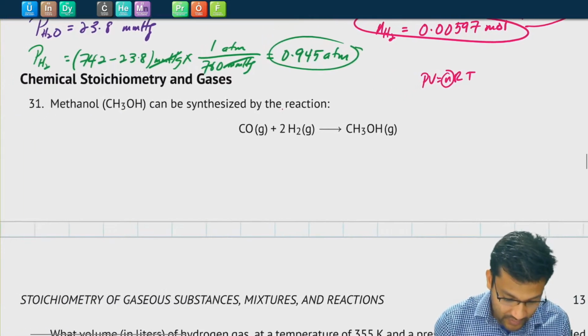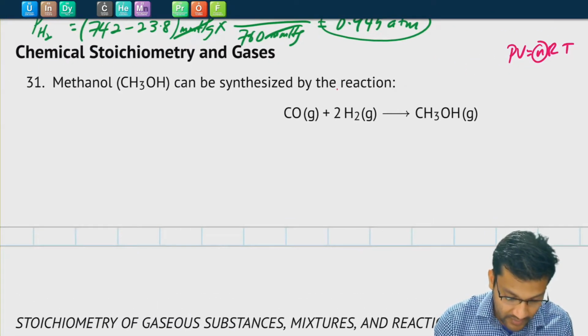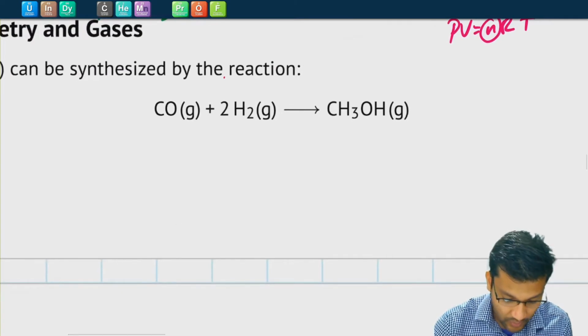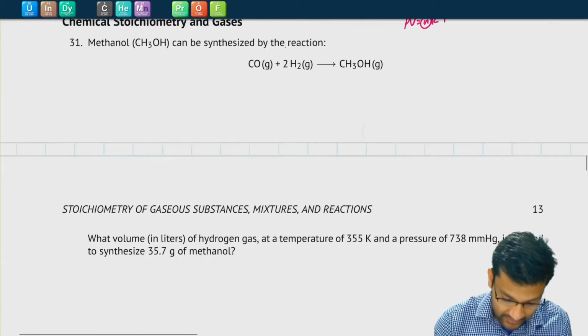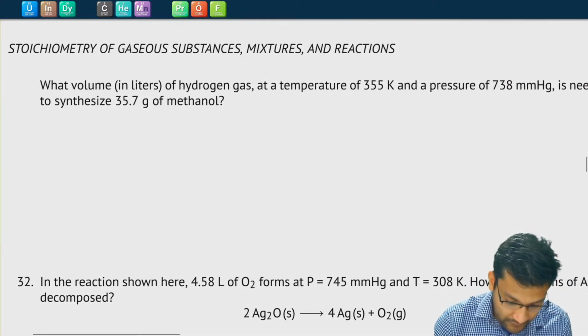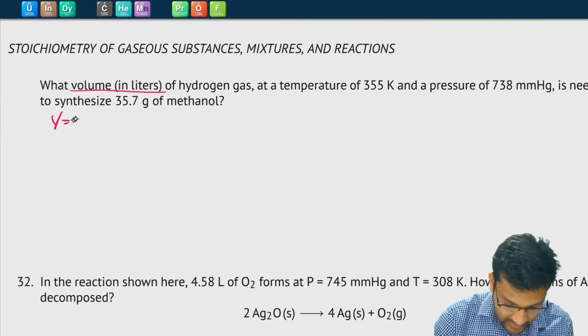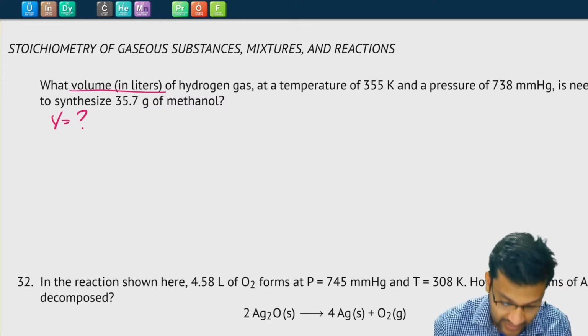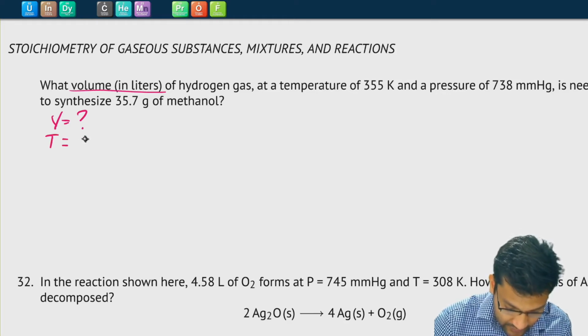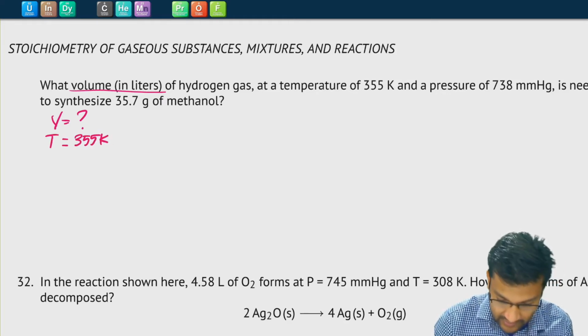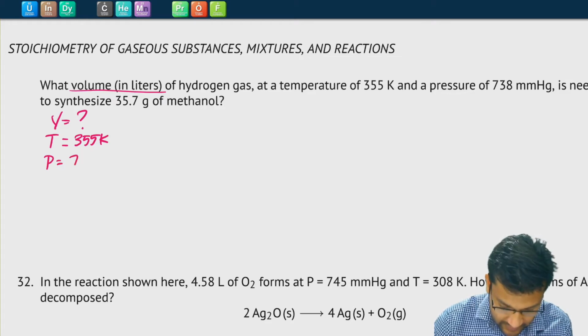So let's look at number 31 as an example. In number 31, we have methanol, which in this case is a gas, synthesized using carbon monoxide and hydrogen gas. It tells us that 1 mole of carbon monoxide reacts with 2 moles of hydrogen gas to form 1 mole of methanol. So the question is, what volume in liters of hydrogen gas, at a temperature of 355 Kelvin, they give us the temperature in Kelvin, that's good, and a pressure of 738 millimeters of mercury.